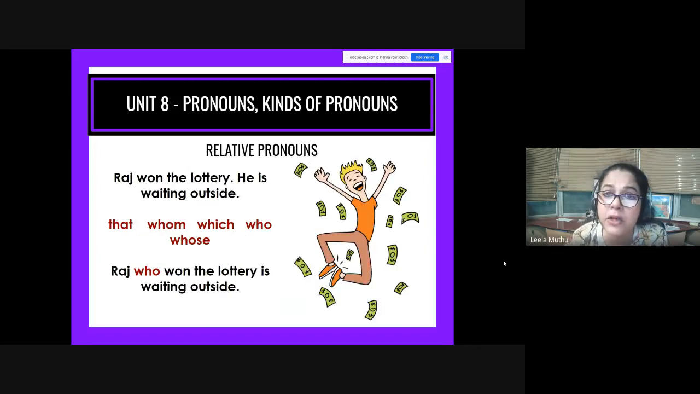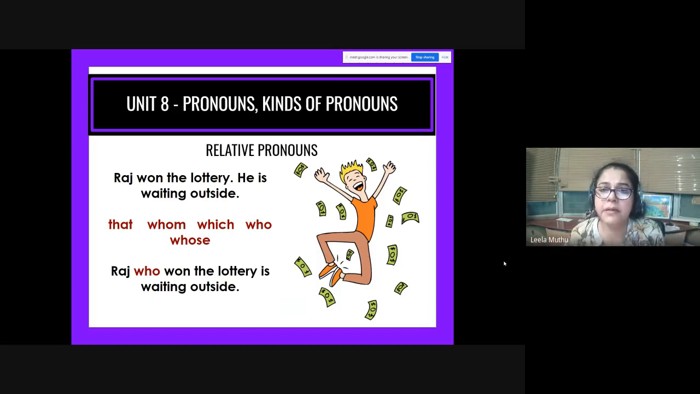Raj won the lottery. Yay, I won 10,000, 10 lakhs or 20 lakhs. Or if you're in America, I won $1 million. I'm a millionaire. Okay, so Raj won the lottery. He is waiting outside. So how can we make a complete sentence, one full sentence using a relative pronoun?